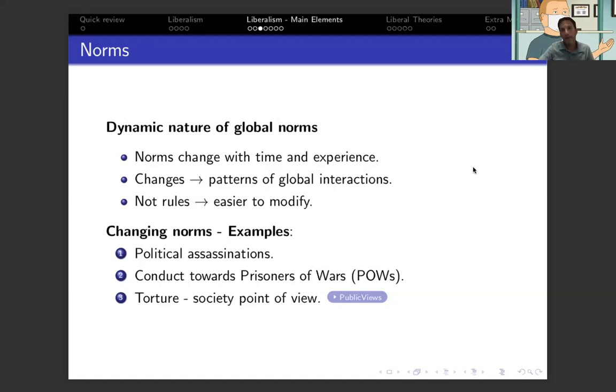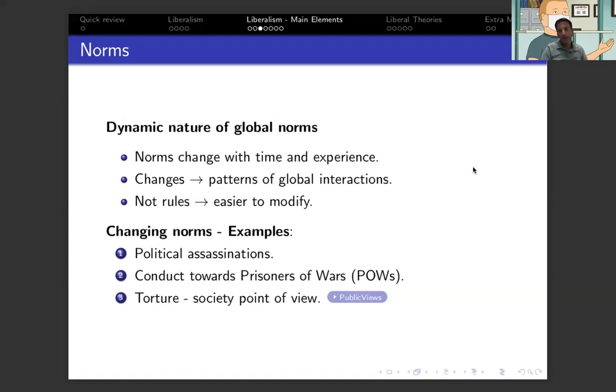Another example is the behavior toward POWs, prisoners of war. Today, there are no clear norms that reject what's called ransoming POWs for money. But in the 14th and 15th century, it was acceptable. It was even considered humane in some cases to exchange prisoners of war for money. So again, that's another norm, an accepted global pattern of behavior, that has changed over time.